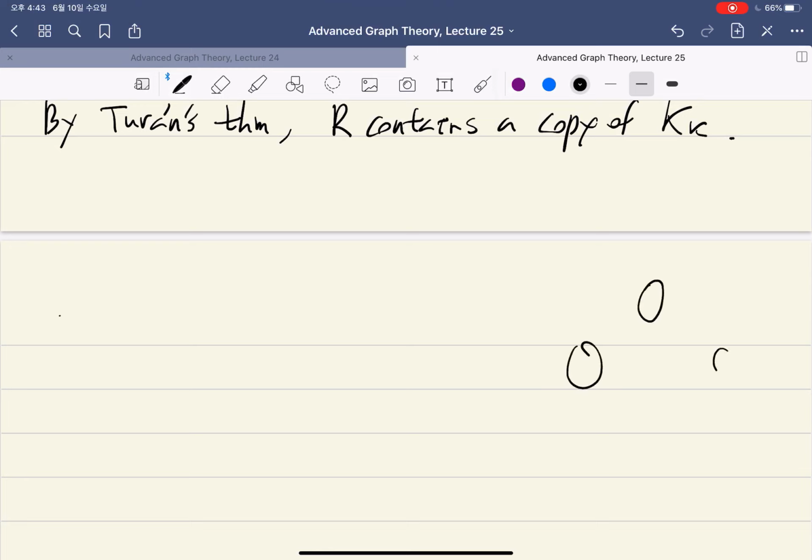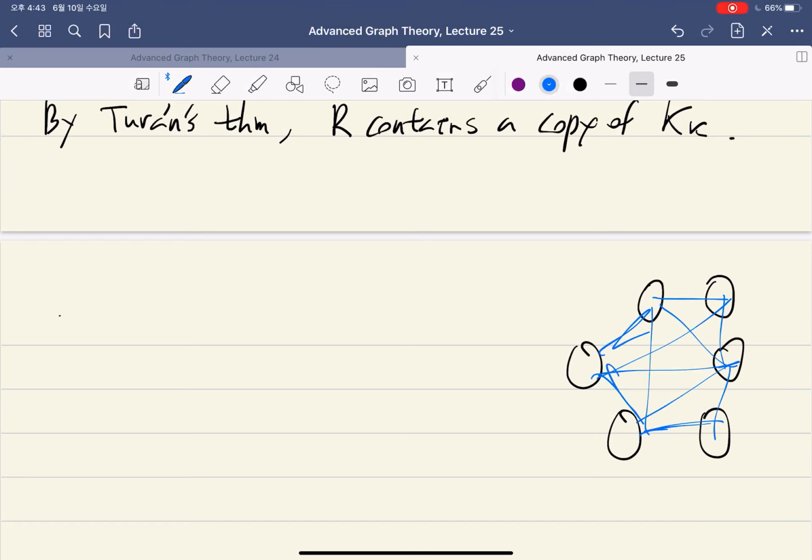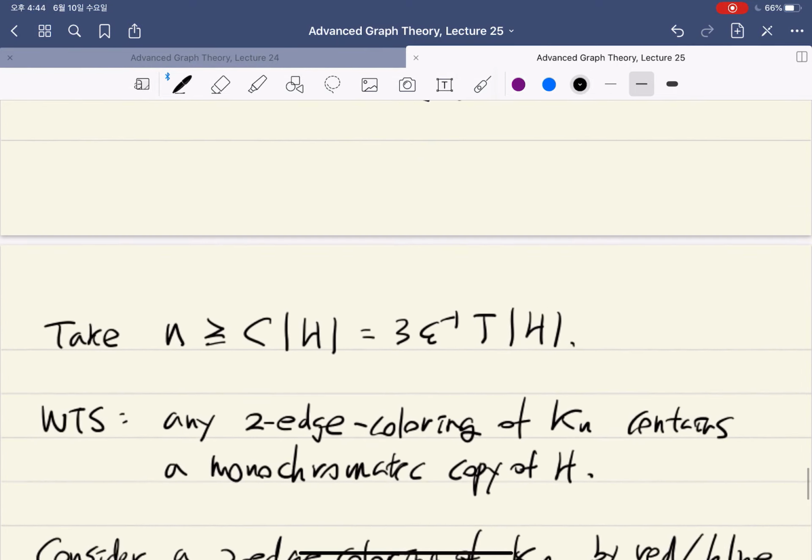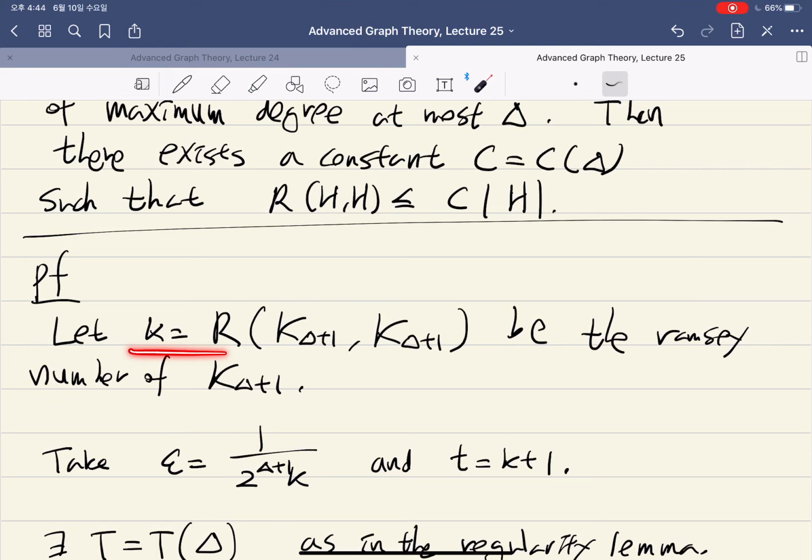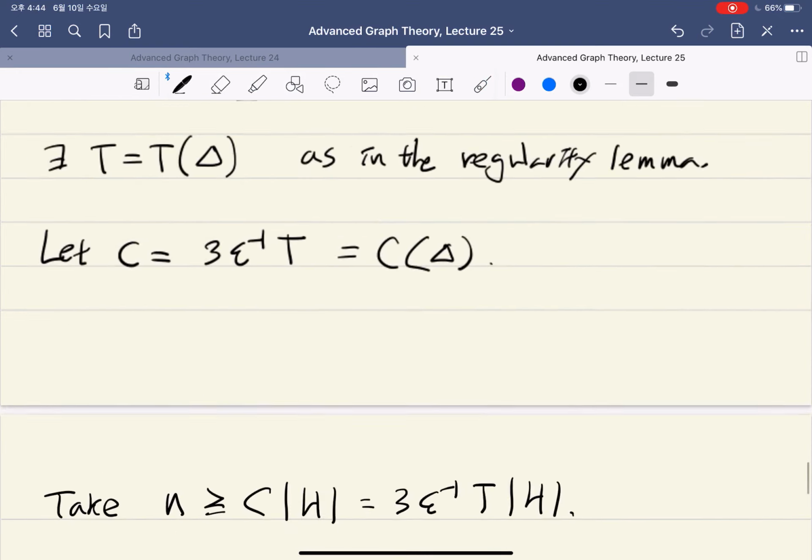So that means there are k parts, k clusters, so that every pair is epsilon regular. All of them are epsilon regular. We don't have to worry about the irregular pairs. And now here, there could be many red edges, then we are good, but there could be not so many red edges, then we are not good. We cannot really invoke the embedding lemma to embed H into the red graph. So now we use this fact of our choice of k being the Ramsey number.